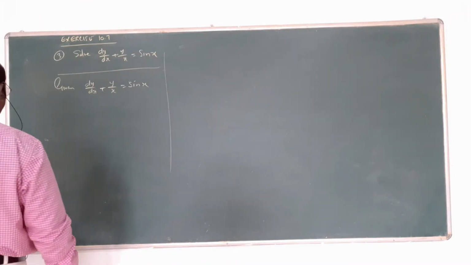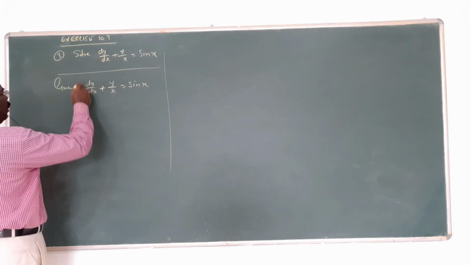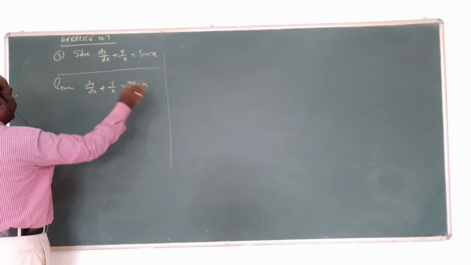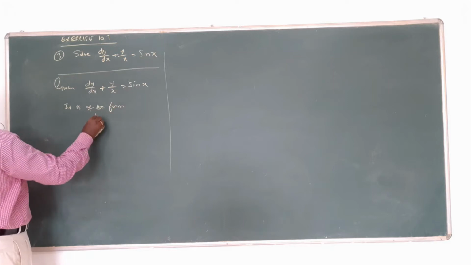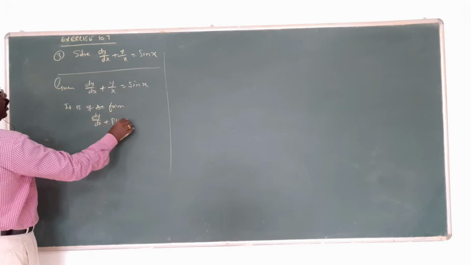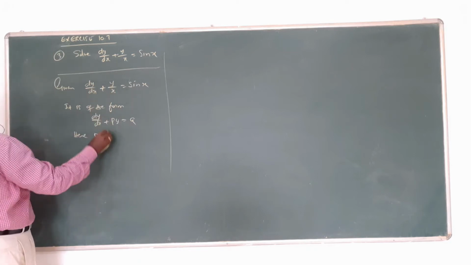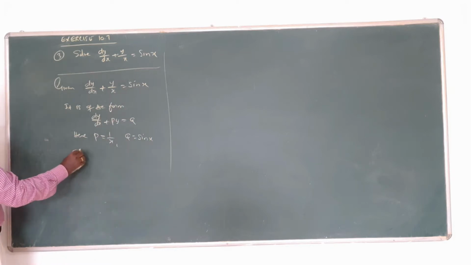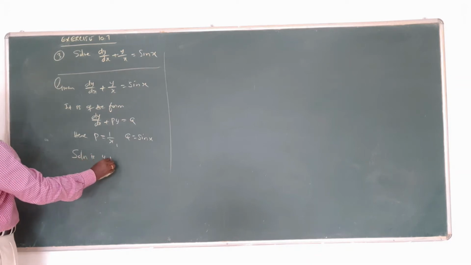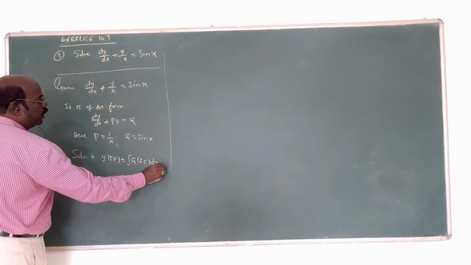Now, third question: dy by dx plus y by x equal to sin x. Am I right? The question we start with is dy by dx, and y is there, giving sin x. These are of the form dy by dx plus P y equal to Q. Here P, the coefficient of y, is 1 by x. Q equals sin x. Am I right? Now write the solution. The solution is y into IF equals integral of Q into IF dx plus c. This is the formula.